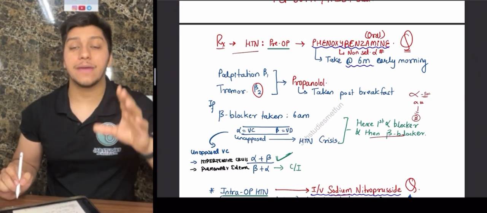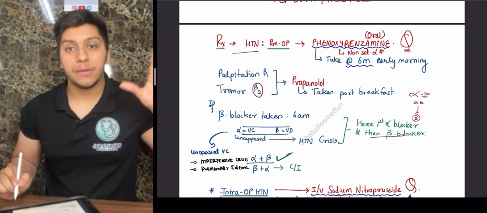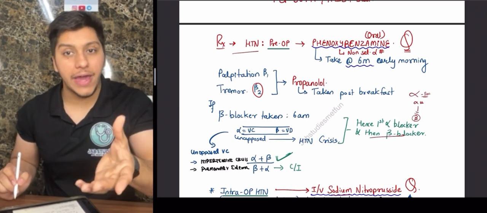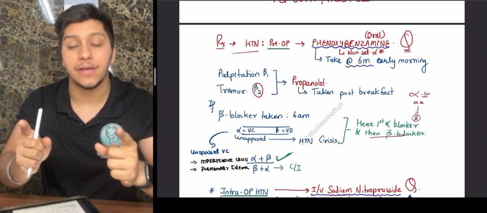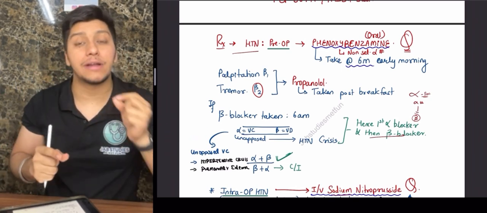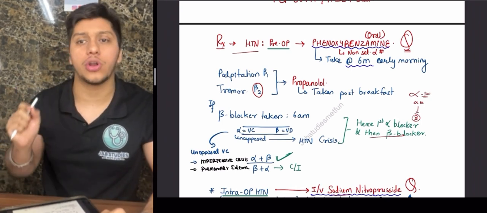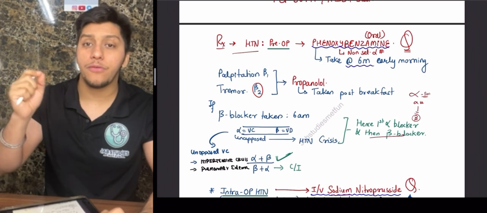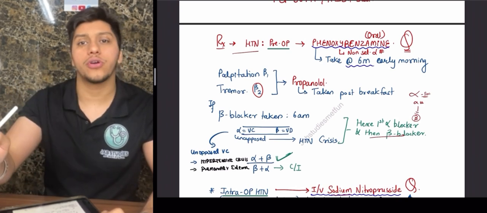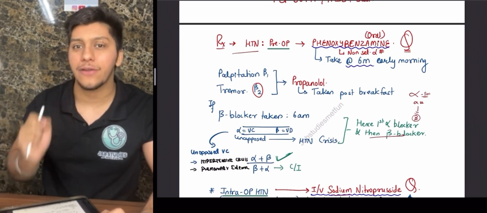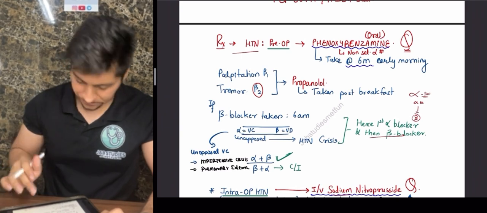If by chance I give a beta blocker first and later on I give an alpha blocker, there is unopposed alpha action, because of which there is vasoconstriction and then there will be a hypertensive crisis. The hypertensive crisis can further lead to pulmonary edema as well. That is why always remember, whenever you have a patient of pheochromocytoma, before surgery, the management of choice is always first you have to give an alpha blocker, phenoxybenzamine, a non-selective alpha blocker, after which only you are going to give a beta blocker.